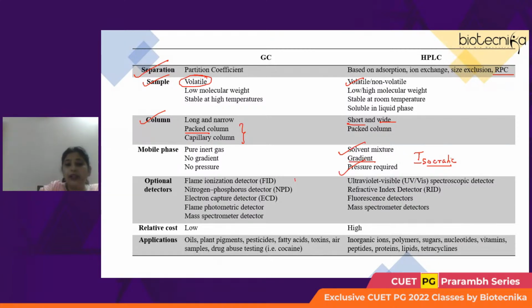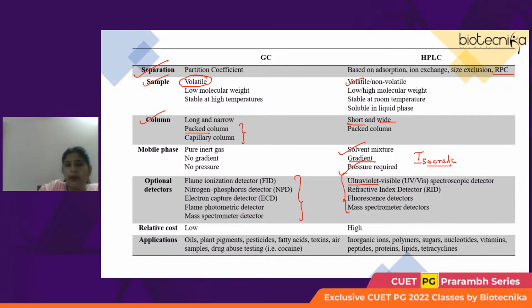Then you can also learn the detectors. UV visible detectors, refractive index detectors, fluorescent detectors, and mass spectrometer detectors are used in HPLC. You don't need to go into detail, but you can simply learn the names, because maybe a question can be asked directly on what type of detector is used in gas chromatography or HPLC. So here, the table, you can easily go through it.